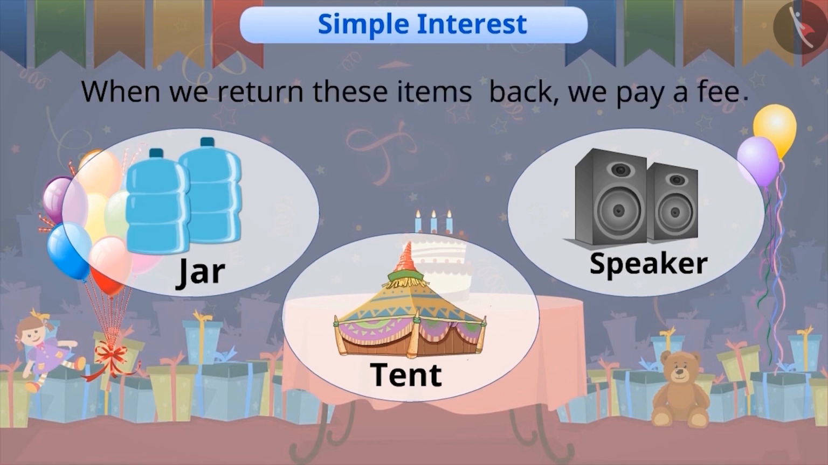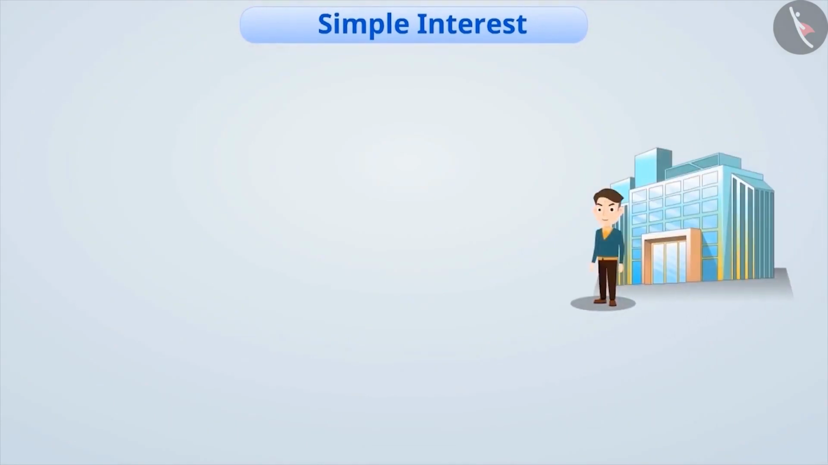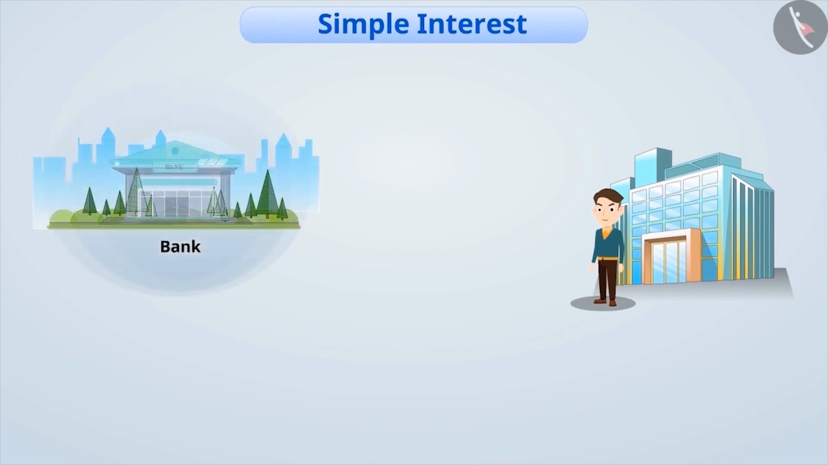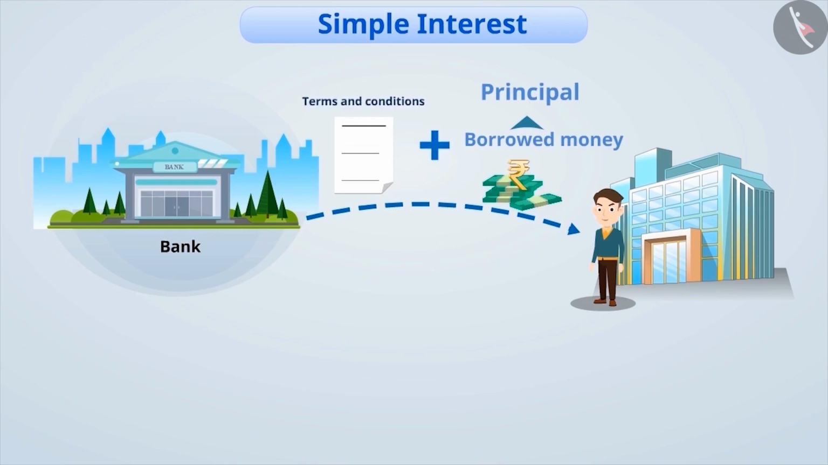Similarly, sometimes it becomes necessary to borrow money just as we borrow these items. Like if a person wants to start a business but doesn't have sufficient money, then he borrows money for some time from a bank or a person. The money which is borrowed is called the principal. Before borrowing, some terms and conditions like time and fee are set between the borrower and the lender.